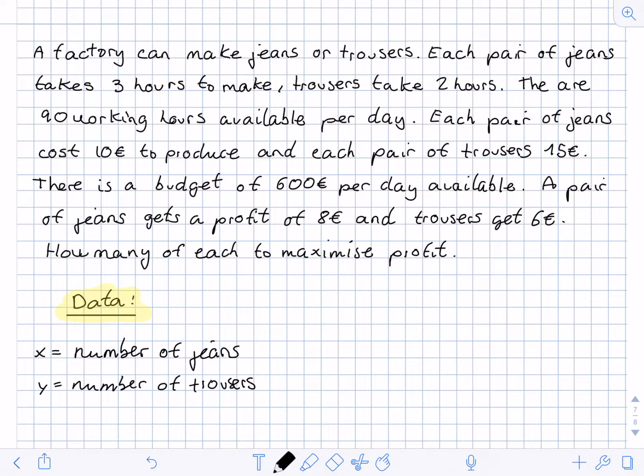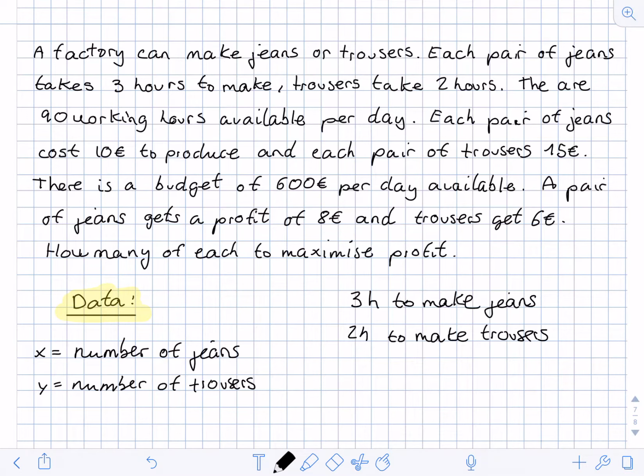So we want to maximize the profit making X number of jeans and Y number of trousers. So the number of jeans we're going to call X and the number of trousers we're going to call Y. So we get 3 hours to make each jean, and then 2 hours to make each trouser.